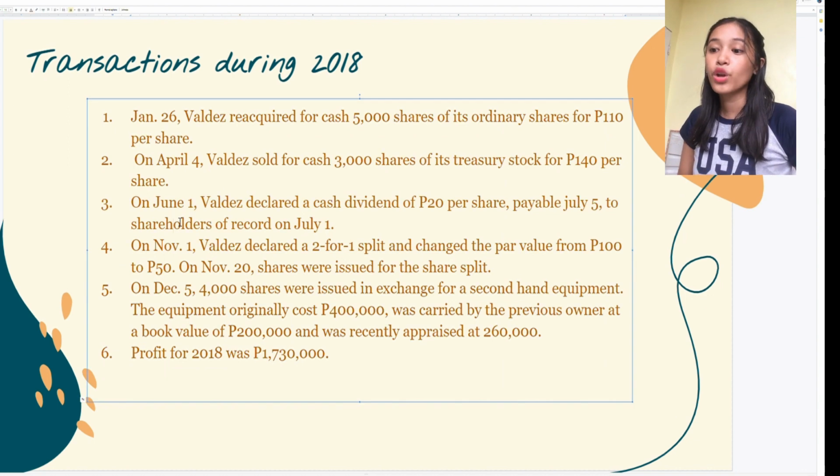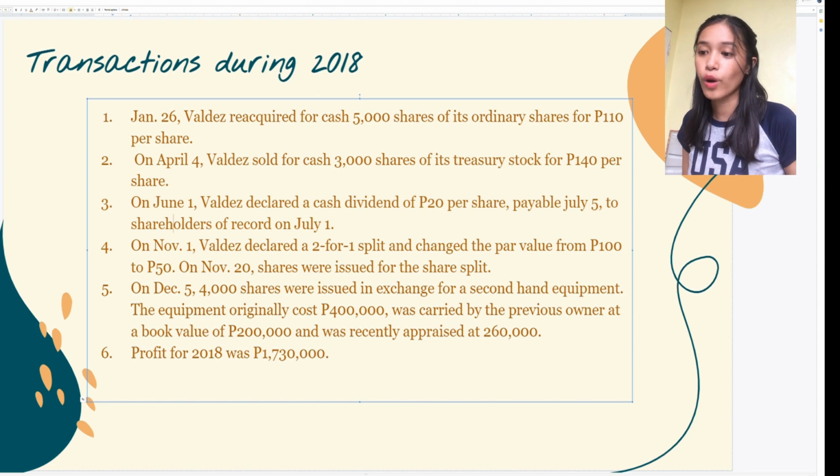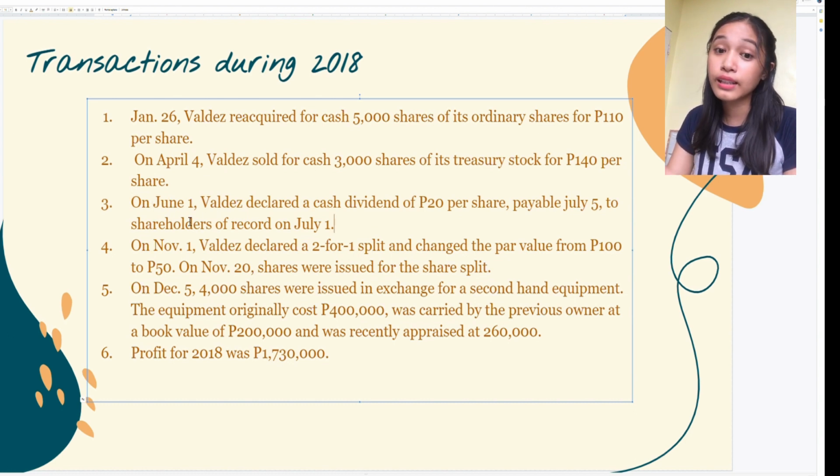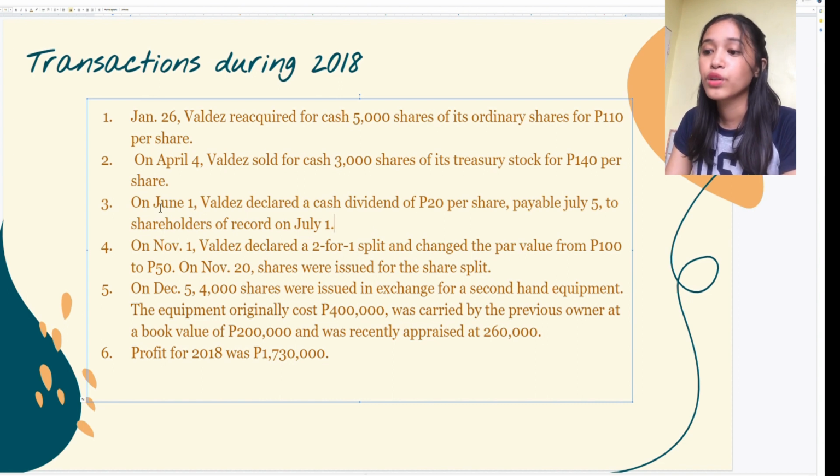Number 3, on June 1, Valdez declared a cash dividend of 20 pesos per share payable July 5 to shareholders of record on July 1. When it comes to dividends, there are 3 important dates that the corporation must take note of. But the date of declaration and date of payment are the only dates on which the corporation must make an entry. In this transaction, the date of declaration is June 1 and the date of payment is July 5.